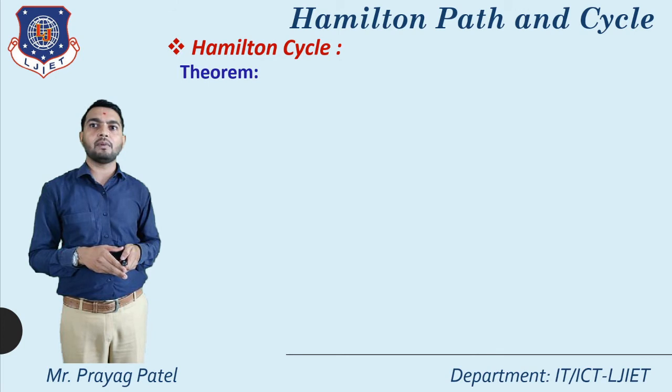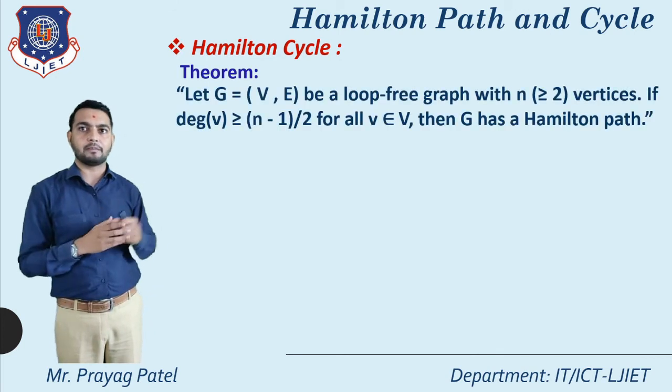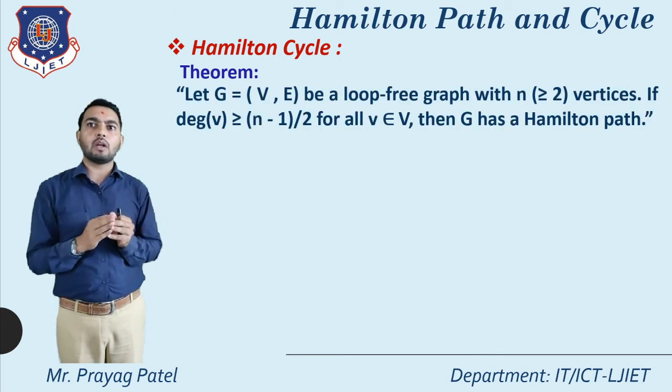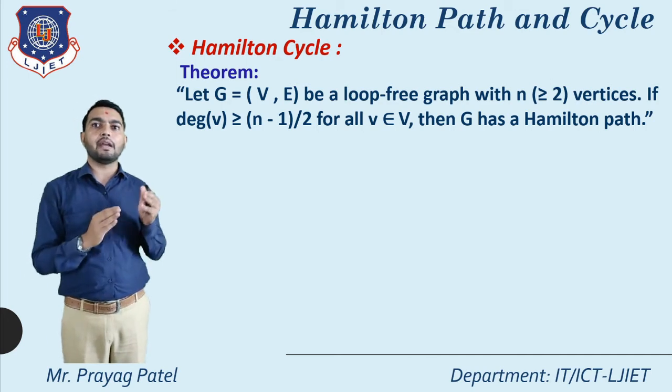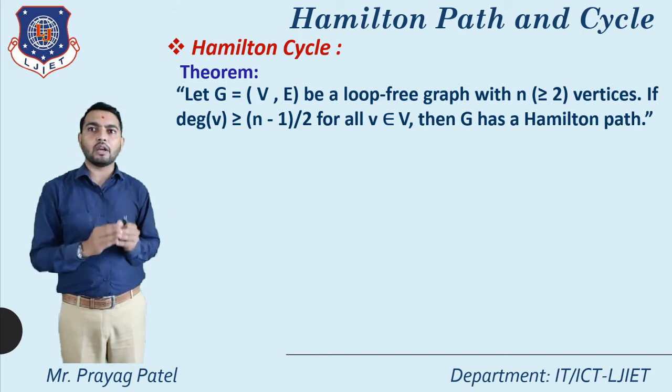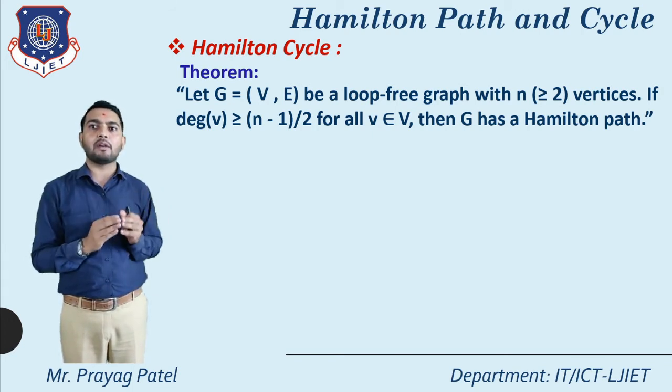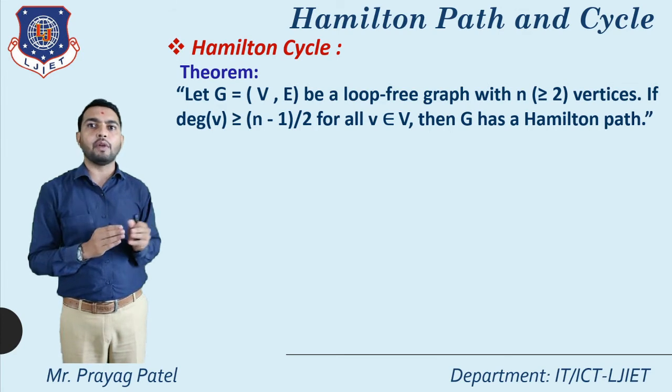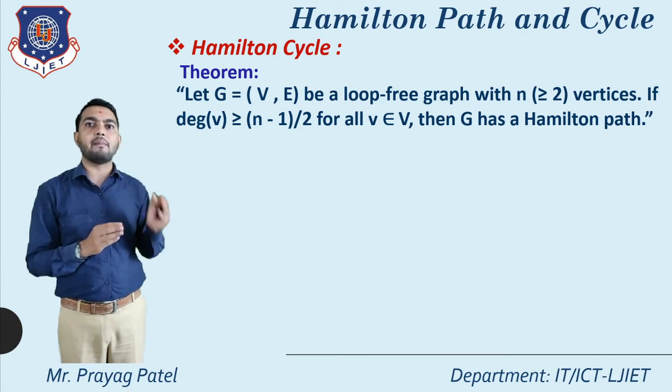Now the next theorem related to Hamilton cycle is: let G equal to (V, E) be a loop-free graph with n greater or equal to 2 vertices. If degree of v is greater or equal to (n minus 1) divided by 2 for all v belongs to V, then G has a Hamilton path.